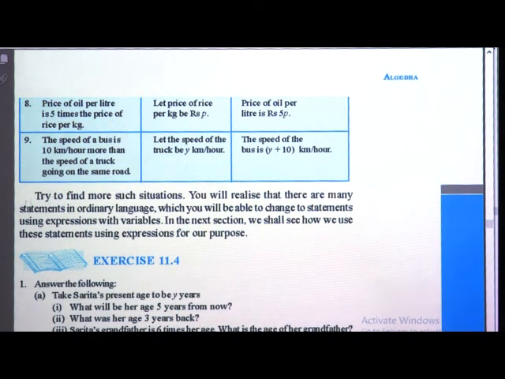Next example, the speed of a bus is 10 km per hour more than the speed of a truck going on the same road. Do we know the speed of the truck? No. So let us take it as y km per hour. And what is the speed of the bus? It is 10 kilometers more than the truck. So the speed of the truck plus 10 means y plus 10 km per hour.